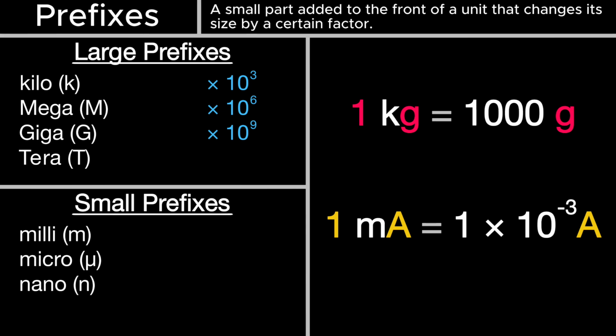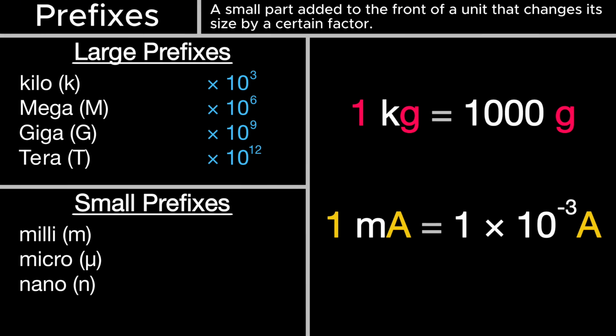Finally, the prefix tera means the unit is times 10 to the power of 12, or 1,000,000,000,000 times bigger than the original unit. You might also come across the prefix deca, meaning 10 times bigger, or the prefix hecto, meaning 100 times bigger. However, these aren't used as often, so I wouldn't worry about them too much.